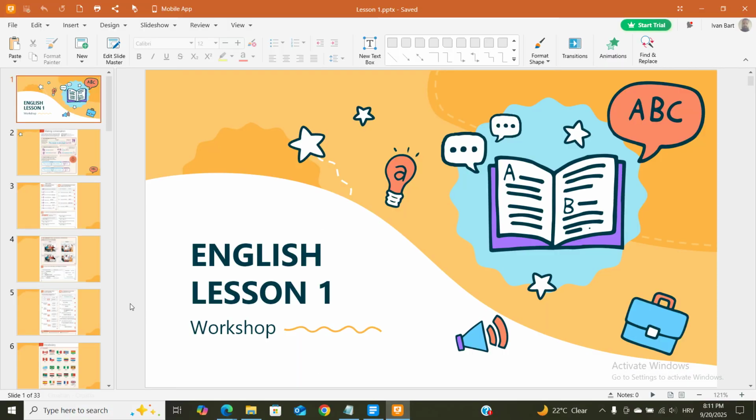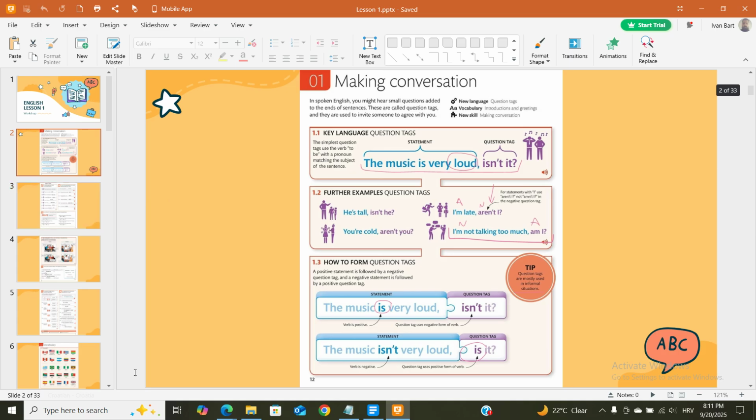Making conversation. In spoken English, you might hear small questions added to the ends of sentences. These are called question tags, and they are used to invite someone to agree with you. Key language: question tags.